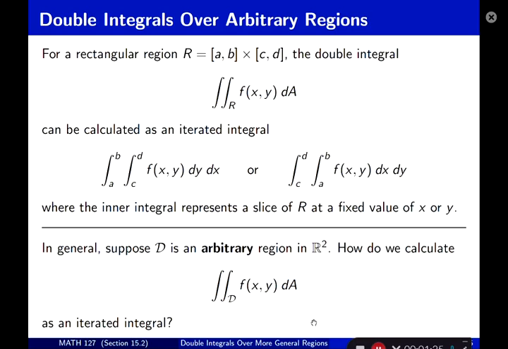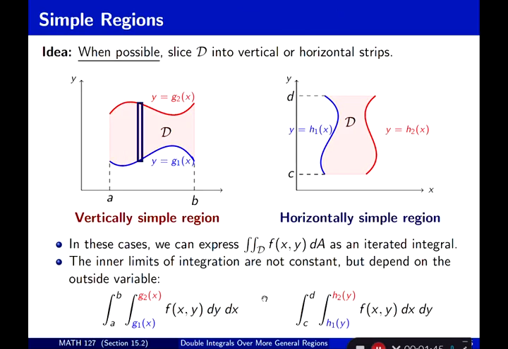Now, in general, suppose D is an arbitrary region in R2. How do we calculate the integral over D of f of x and y dA as an iterated integral? So you're kind of expecting the same thing, just the slabs are not going to have the same width. So let's look at this. Simple region: when possible, slice D into vertical or horizontal strips.